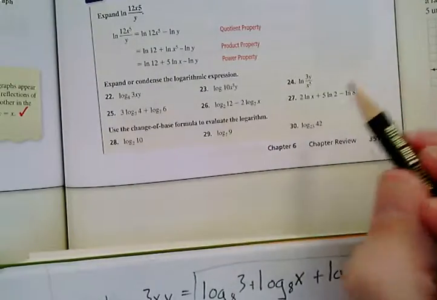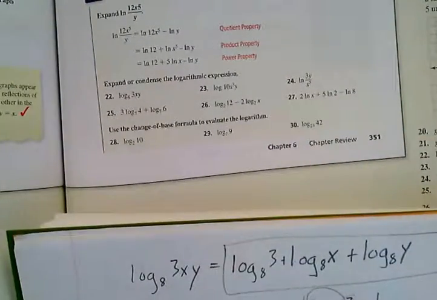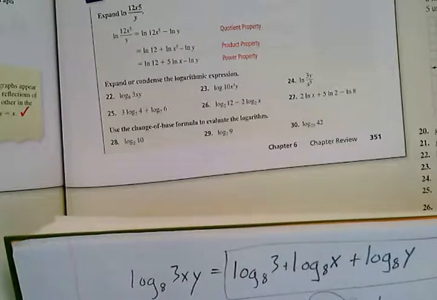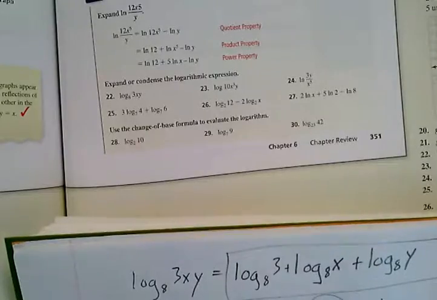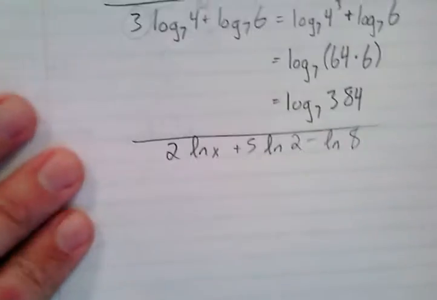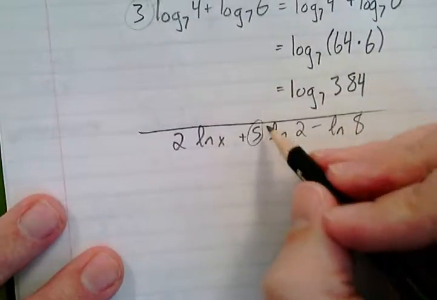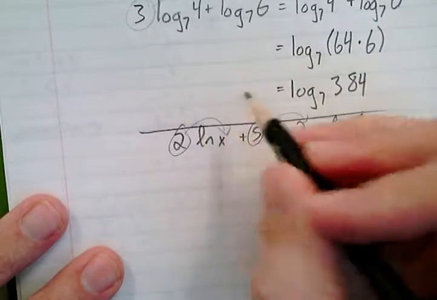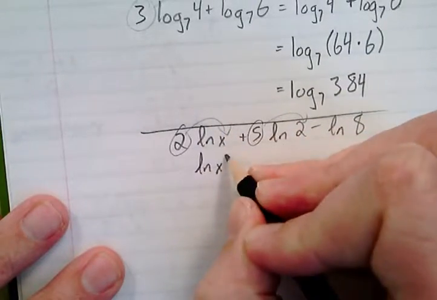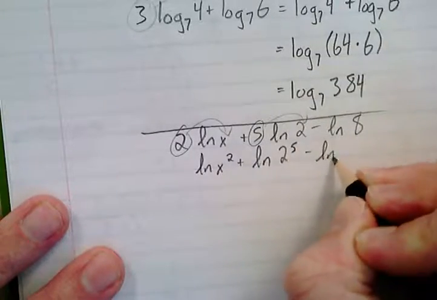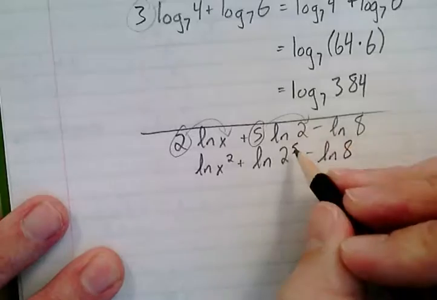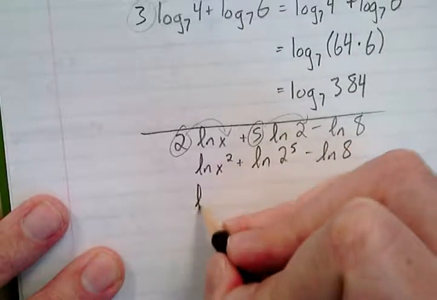For another example, let's do this guy. 2 times the natural log of x plus 5 times the natural log of 2 minus the natural log of 8. We've got two power properties. So I can do the natural log of x squared plus the natural log of 2 to the fifth minus the natural log of 8. 2 to the fifth is 32.